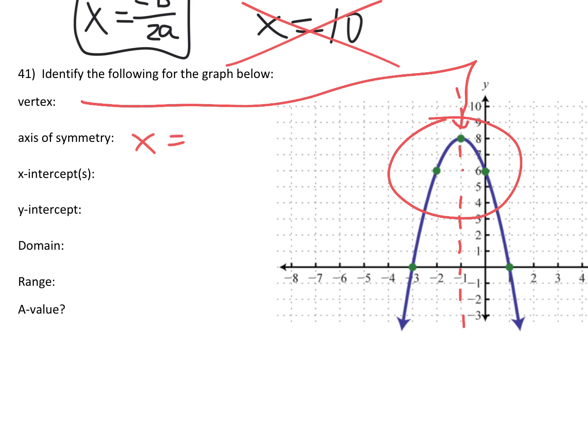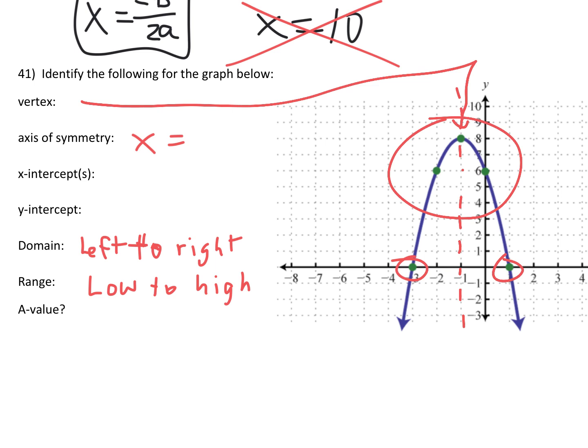Now, x-intercepts, that's just where it touches the x-axis. That's the x-intercept, that's the x-intercept. How about the domain? I'm just going to write left to right. Does this function keep going forever, left to right? If so, you'd say negative infinity comma infinity. Range, that's how low to how high it goes. Does this keep going up forever? No, it's got a highest spot.